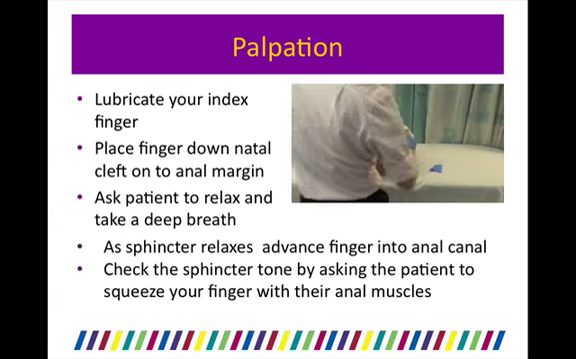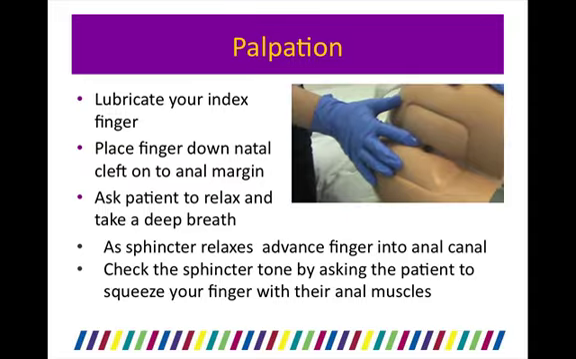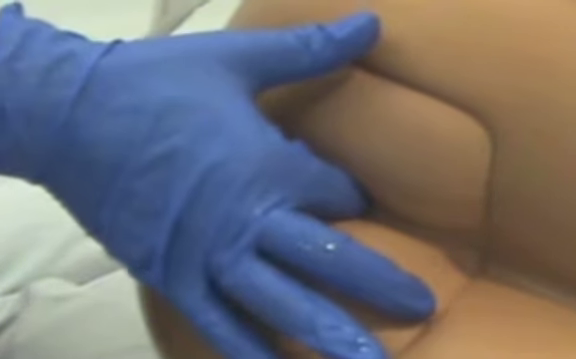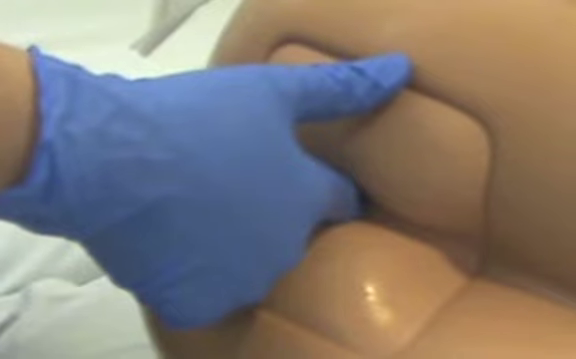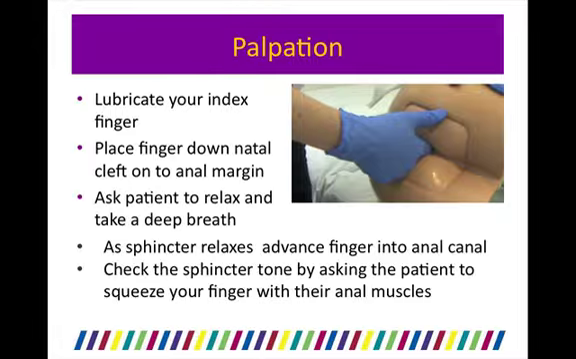So, going on to palpate, lubricate your index finger, place your finger down the natal cleft onto the anal margin, ask the patient to relax and take a deep breath in. As the sphincter relaxes, advance your finger into the anal canal. Check the sphincter tone by asking the patient to squeeze your finger using their anal muscles.